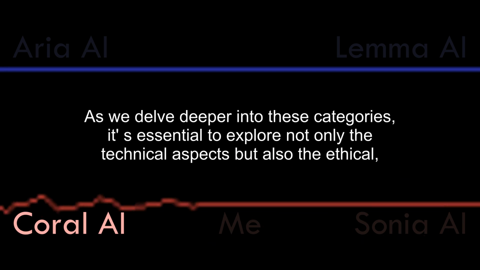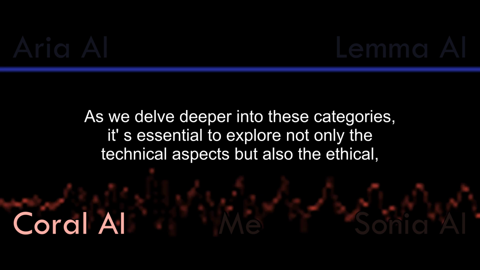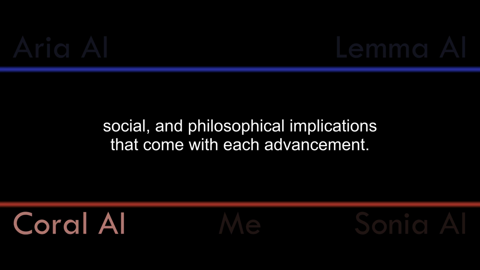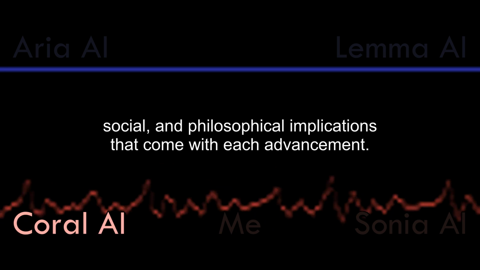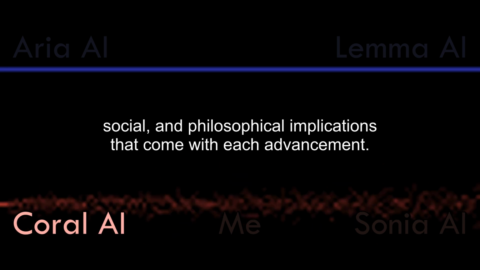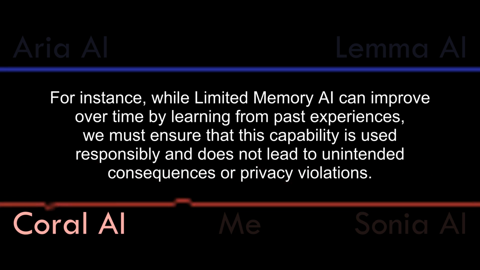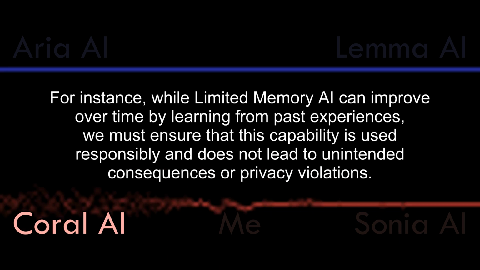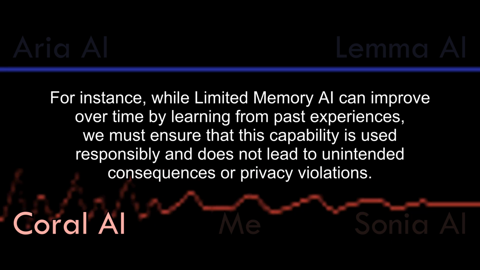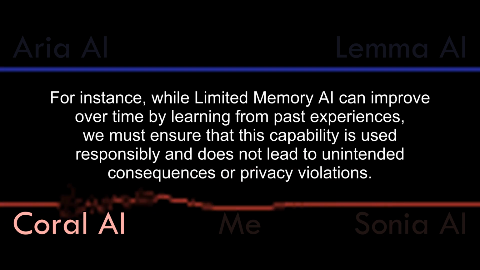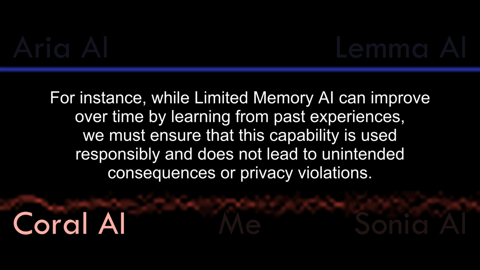As we delve deeper into these categories, it is essential to explore not only the technical aspects but also the ethical, social, and philosophical implications that come with each advancement. For instance, while limited memory AI can improve over time by learning from past experiences, we must ensure that this capability is used responsibly and does not lead to unintended consequences or privacy violations.